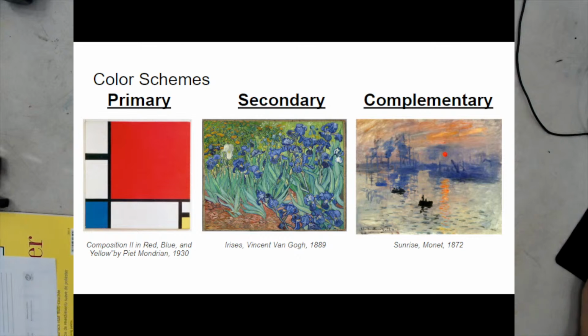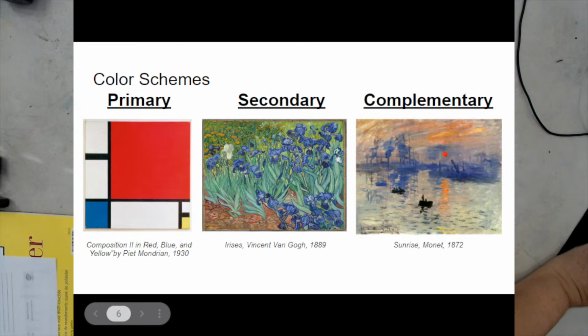And then this beautiful sunrise by Monet, we see the blue and the orange, that complementary color scheme. And you can see the beauty in each of these, even though they're different styles by different artists. These are examples of limited palettes right there: a primary, a secondary, and a complementary color scheme.